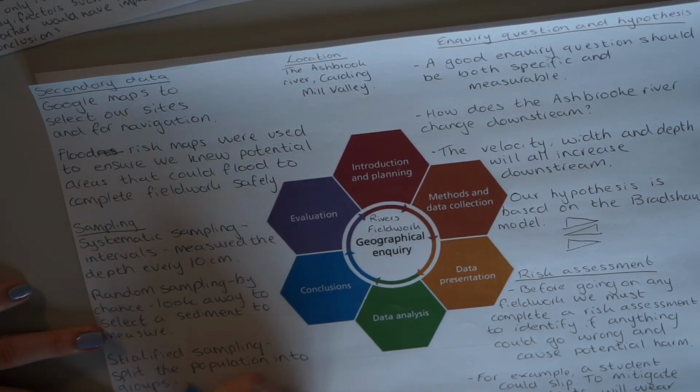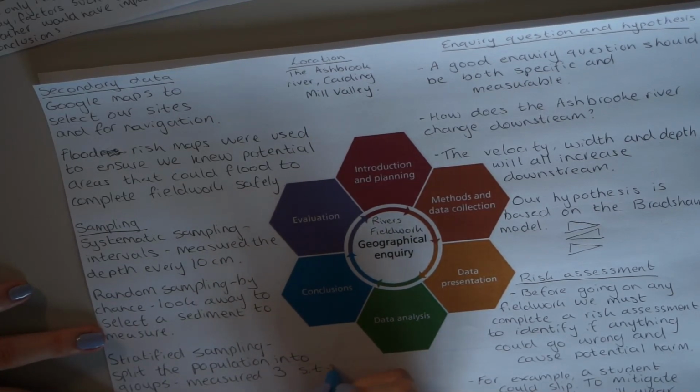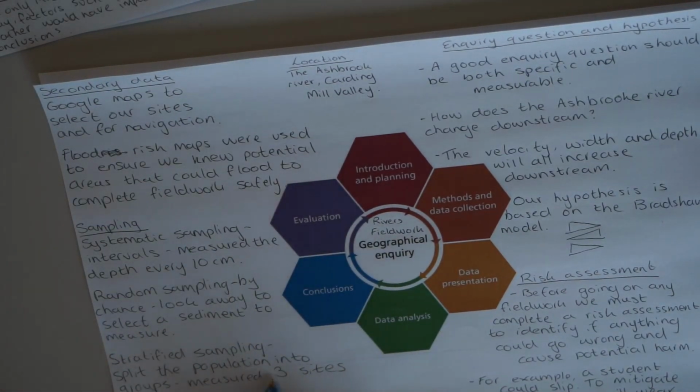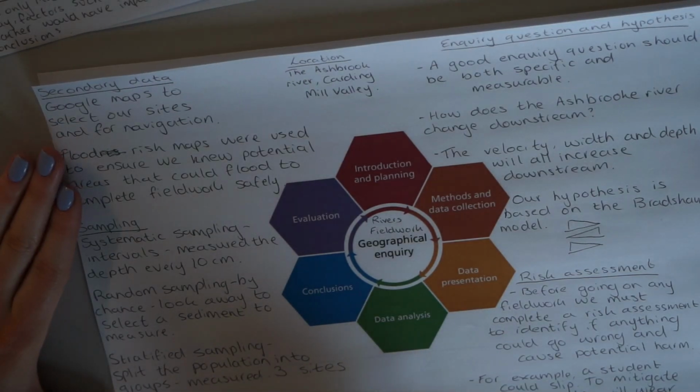So we measured 3 sites. We couldn't go to everywhere on the river, so we've split it up into a lower course, a middle course and an upper course, and we have measured those 3 sites.